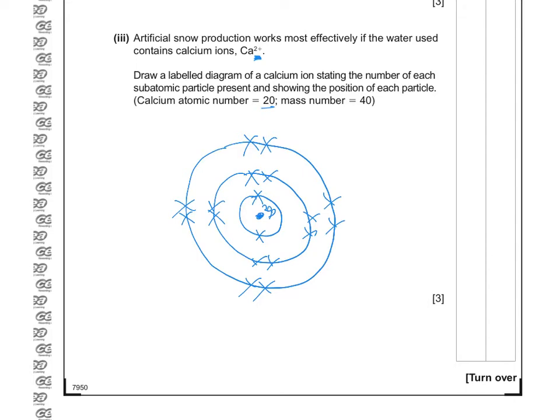So that's one of the subatomic particles. You are asked to state the number of subatomic particles. So I've said 20. You could draw a line from the nucleus out. So for example, you could do that as well, because you're asked to show the position of the subatomic particles. So if we go back, and I'll just write it beside the nucleus, there will be 20 neutrons. Subtract the atomic number from the mass number.